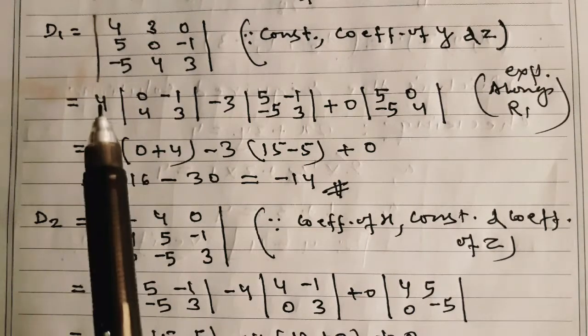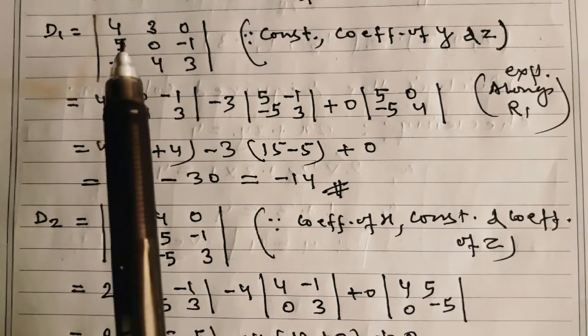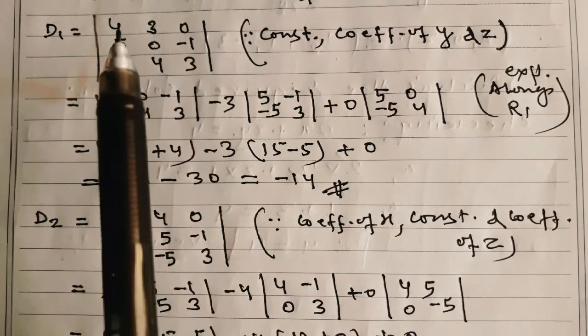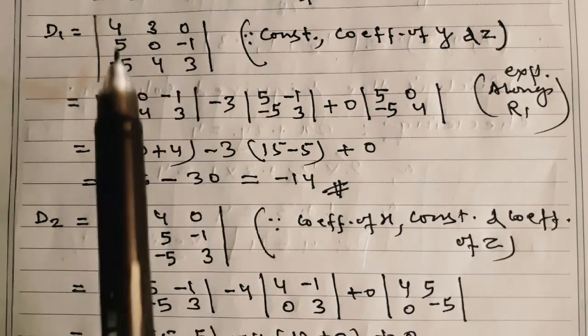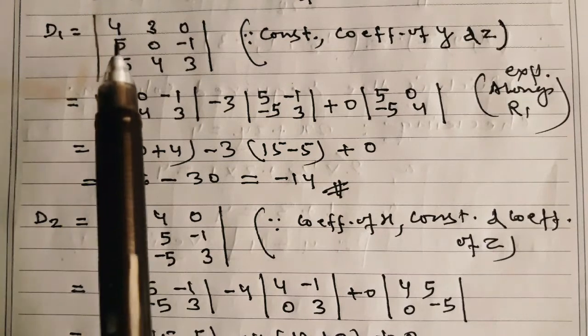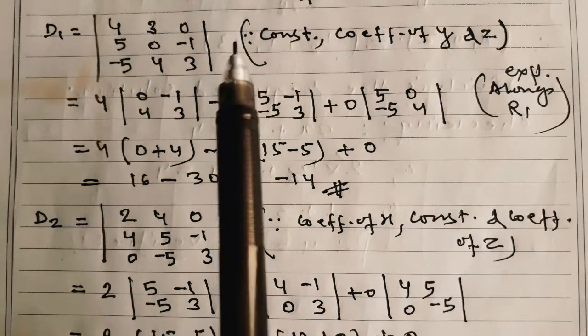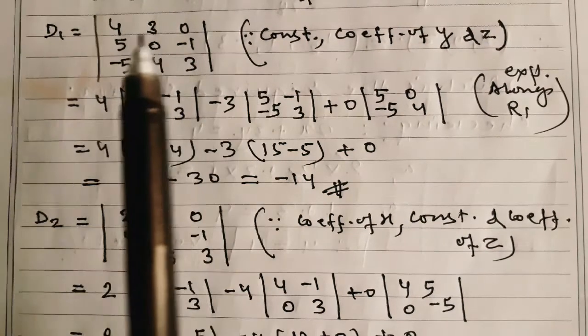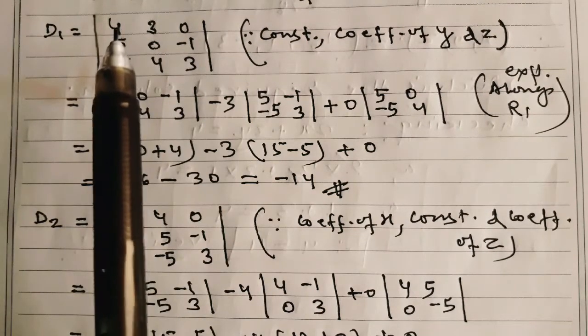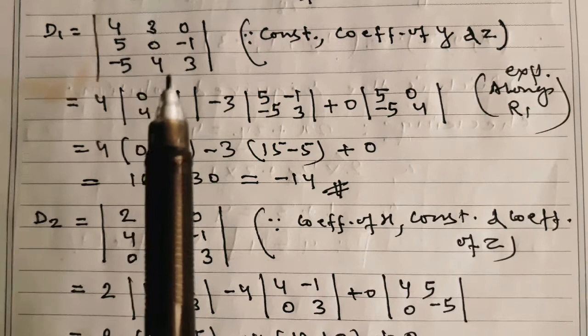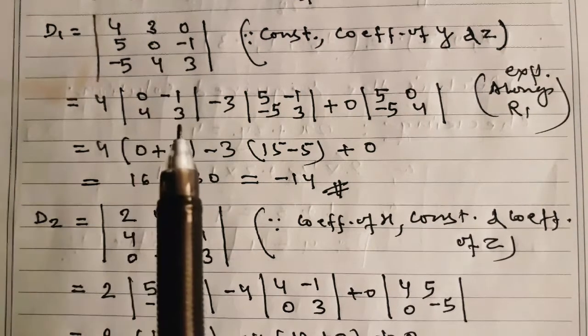So let's take the first element 4. When we expand by taking any element, then we have to delete the corresponding row and corresponding column. So we have taken the first element 4. The row of the element 4 is first row, and the column of the first element 4 is first column. So deleting the first row and first column, the elements are 0 4 minus 1 3.